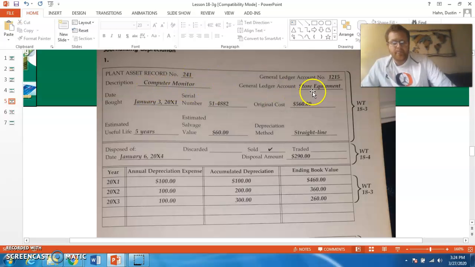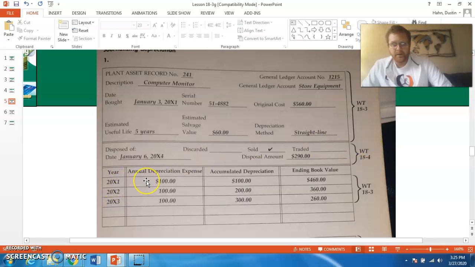Your computer monitor falls under store equipment. The account number is 1215. It says you bought it on January 3rd, so that's provided. The serial number is provided. The original cost, it says in the instructions, is $560. Estimated life was 5, and your estimated salvage value was 60. We are using straight line depreciation. Don't worry about this part because we haven't got to it yet. As you see, this is in the work together in the next section.